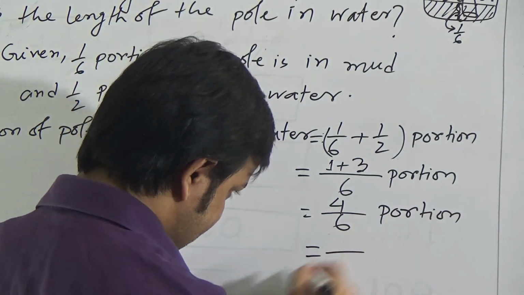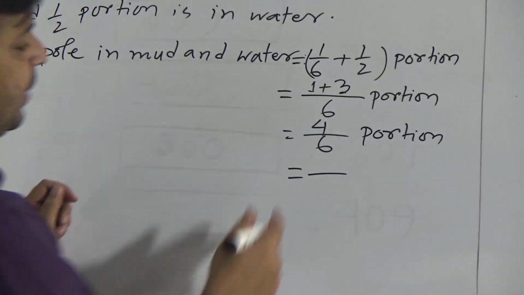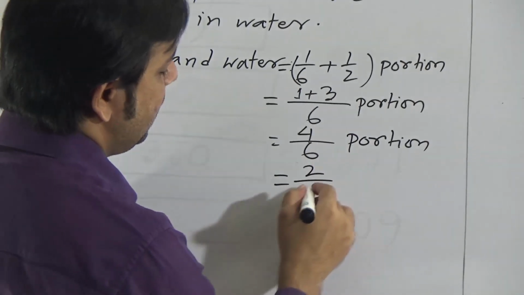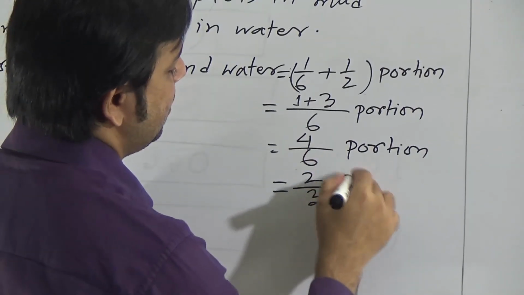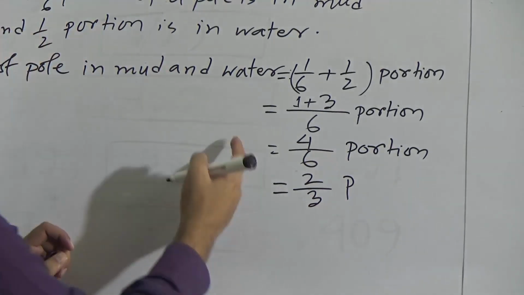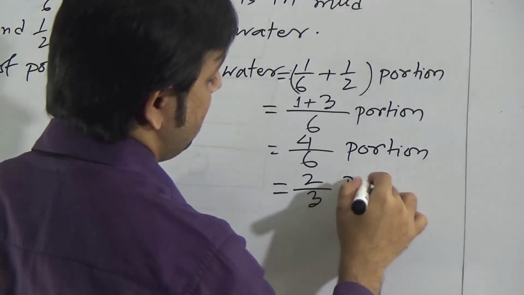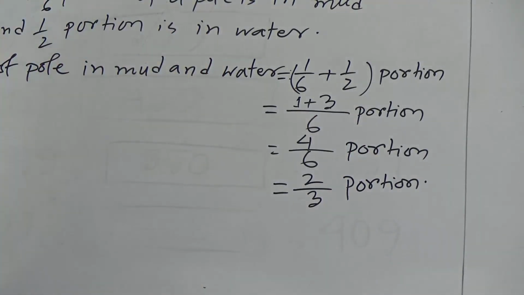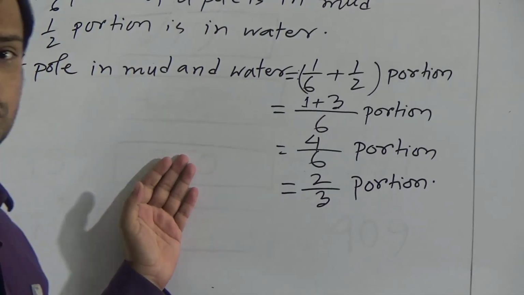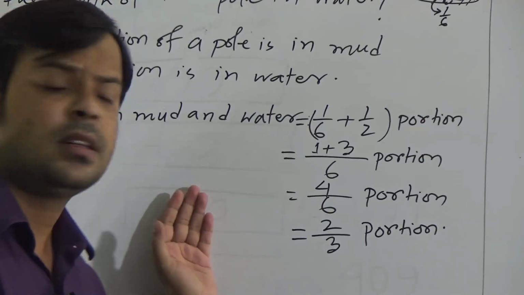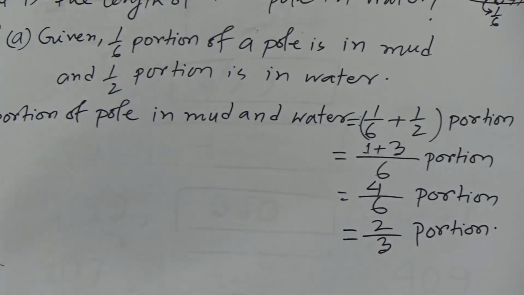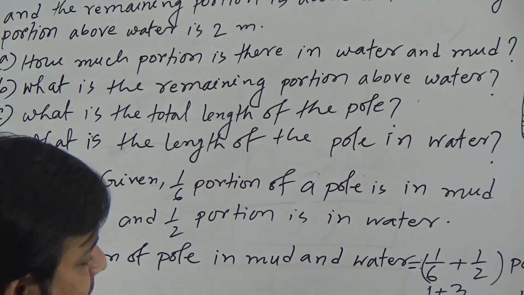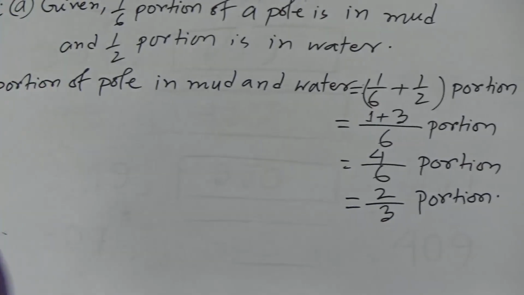We can simplify this. It means that if we divide both 4 and 6 by 2, we will get 2 in the numerator and 3 in the denominator. Just converting the fraction into lowest terms. Okay, dear students, I hope you have understood this addition. It means the solution of question A. What is question A? Question A is how much portion is there in water and mud? Here 2 by 3 portion is in water and mud.